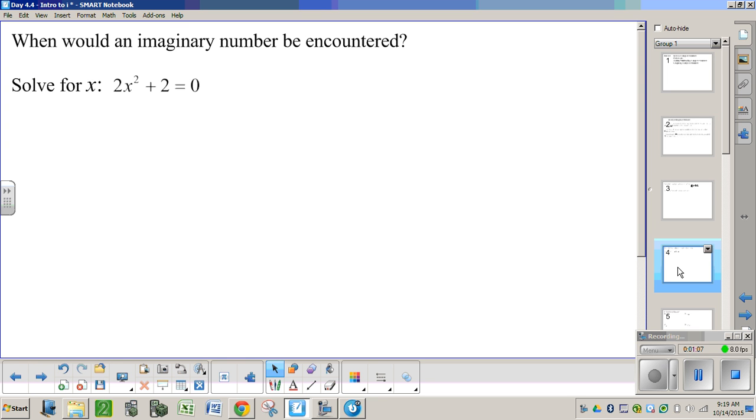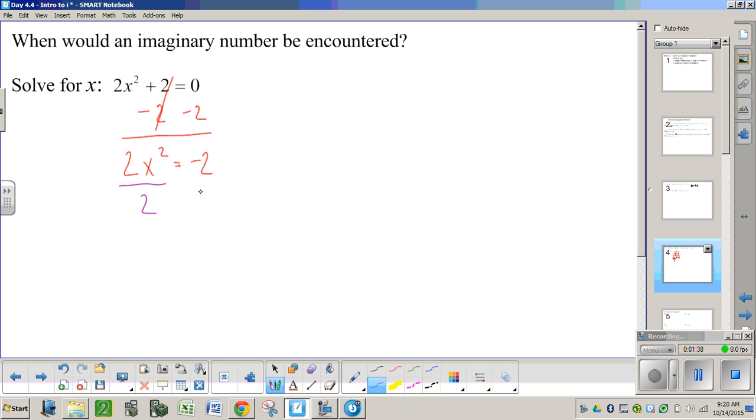So we wonder, all right, well, when do we need imaginary numbers? How do we come about questions that involve imaginary numbers? One of the things that you can think of is when you take the square root of a negative number. So let's go ahead and solve for x here. We're going to subtract 2 from both sides of our equation because we're solving for x. So I have 2x squared equals negative 2. And I'm going to divide by 2. So we get x squared equals negative 1.